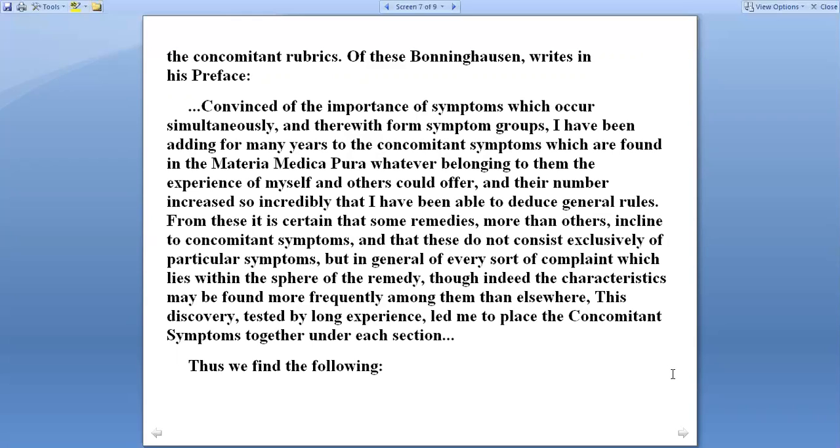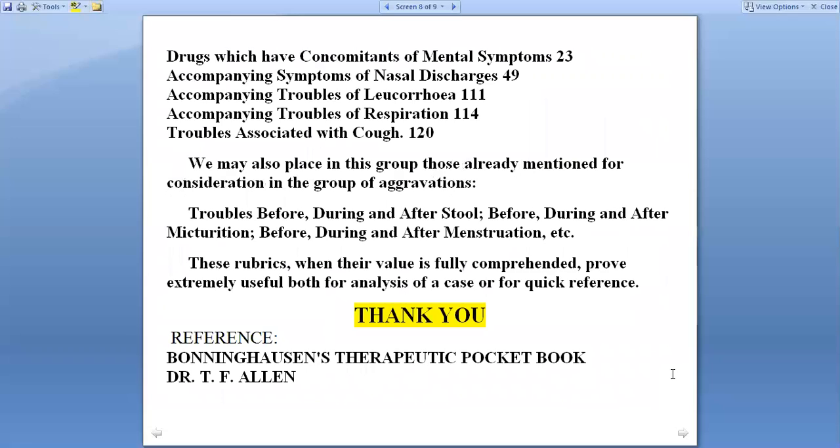From these, it is certain that some remedies, more than others, incline to concomitant symptoms, and that these do not consist exclusively of particular symptoms, but in general of every sort of complaint which lies within the sphere of the remedy, though indeed that characteristic may be found more frequently among them than elsewhere. This discovery, tested by long experience, led me to place the concomitant symptoms together under each section. Thus, we find the following: drugs which have concomitants of mental symptoms, accompanying symptoms of nasal discharge, accompanying troubles of leukorrhea, accompanying troubles of respiration, troubles associated with cough. We may also place in this group those already mentioned in the group of aggravations, troubles before, during, after stool, before, during, after micturition, before, during, after menstruation, etc.